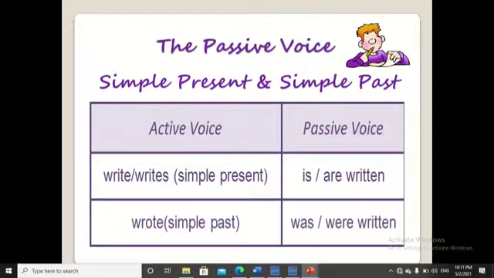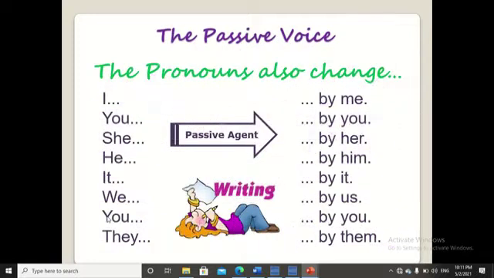So here's the rule. With the present simple passive, we have, instead of verb 1, is, am, are plus verb 3, and in the past active, instead of verb 2, which is past simple, we have was, were, and past participle in the passive voice. Remember that sometimes we need to end the sentence with the subject, but now you have objective pronouns instead of subjective pronouns.